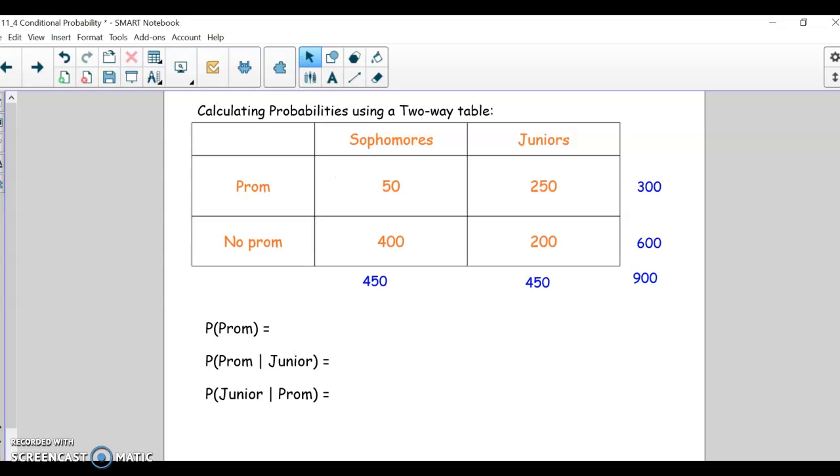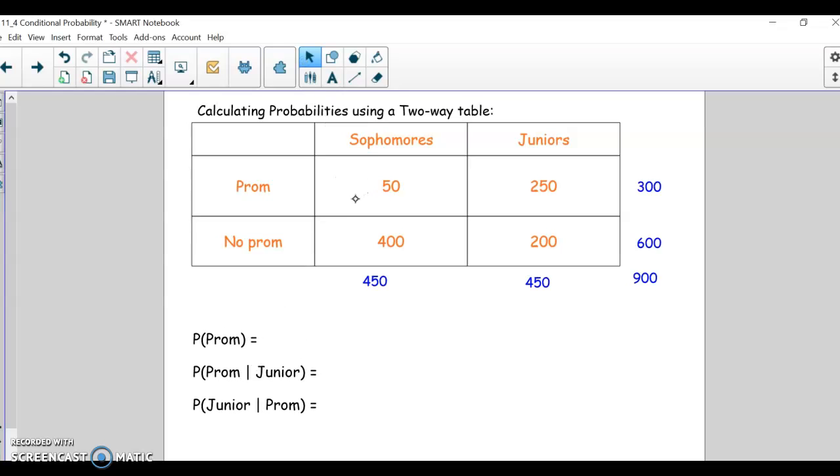Okay, so we want to use this two-way table to find these probabilities. The first one is not a conditional probability. It's just a regular old probability: you went to prom. Okay, so maybe pause the video here and see if you can figure out the favorable out of the total here.